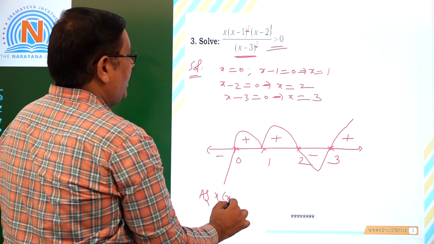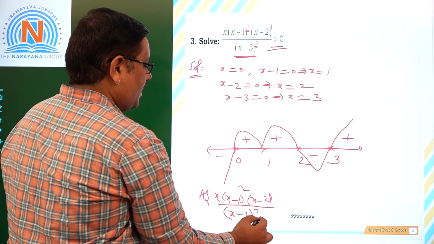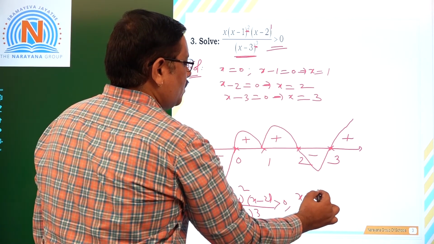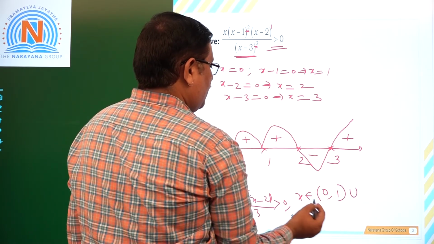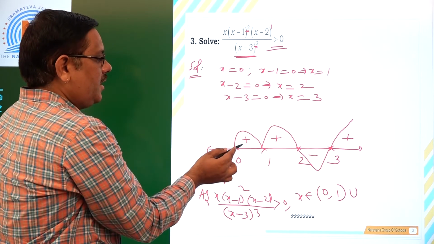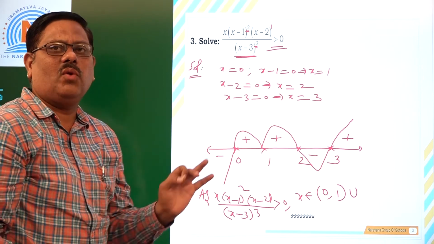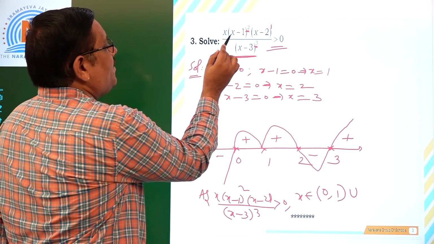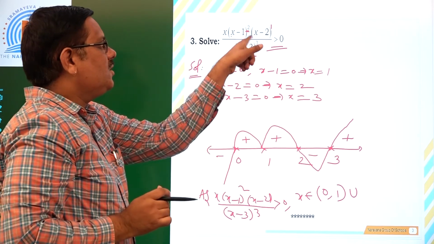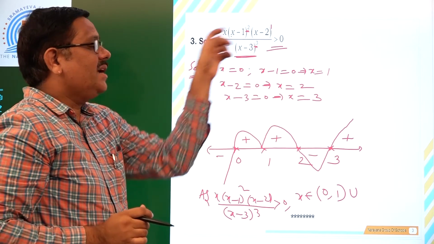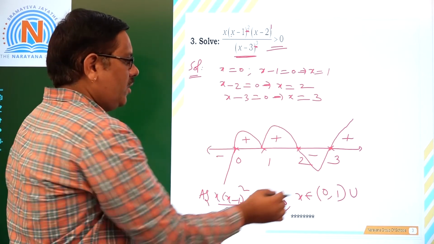x(x minus 1) squared times (x minus 2) by (x minus 3) whole cubed is greater than 0. x belongs to what are the positive regions? 0 and 1 union. Here, can I take 1? Of course here it is plus, here it is plus. Why am I not taking 1? If I take 1, what happens? If x is 1, (1 minus 1) whole squared becomes 0. The numerator becomes 0, so the entire expression becomes 0. But he is saying it is more than 0. So 1 should be excluded.